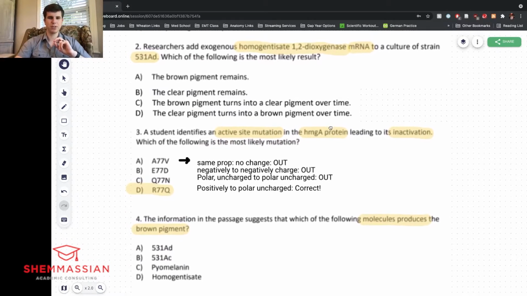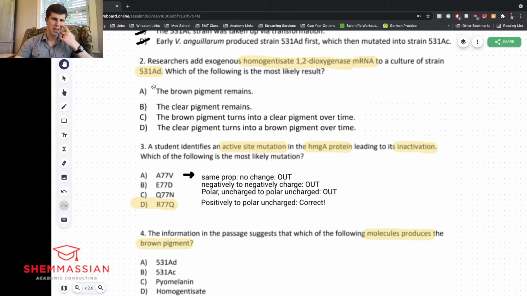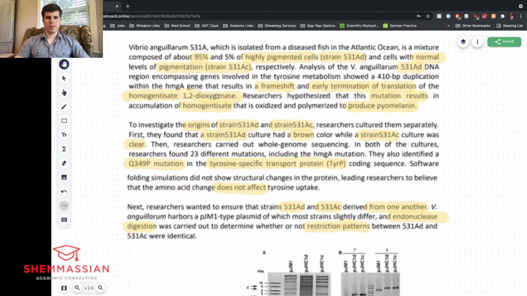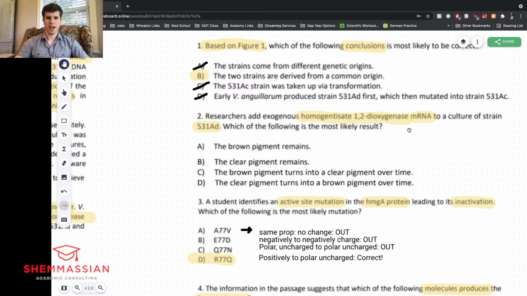Okay, number 2 here. Researchers add exogenous homogentisate 1,2-dioxygenase mRNA to a culture of strain 531AD. Which of the following is the most likely result? Okay, so let's peek over. So mRNA to this, we know from the discussion on this in 531AD that this results in a frame shift that causes early termination of translation. So if we introduce the mRNA, how is that going to impact translation?